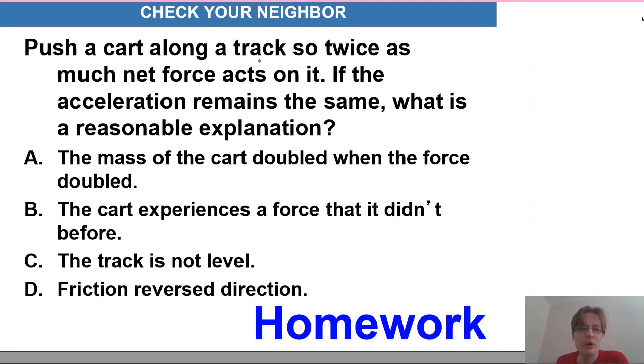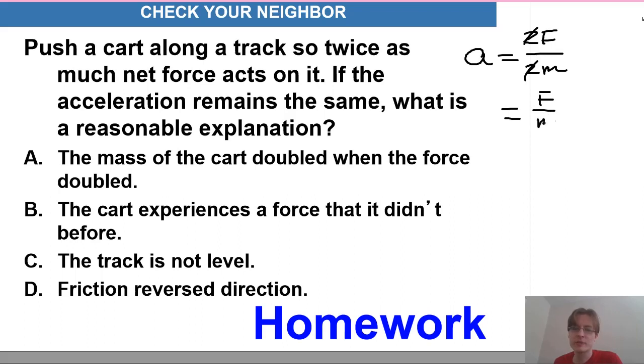Suppose you're pushing a cart along a track, so twice as much net force acts on it. So now you've doubled the force, but somehow the acceleration remained the same. How in the world could that happen? If you're doubling the force, how could the acceleration remain unchanged? Most likely it's because the mass doubled. That's the simplest explanation. If the force and the mass double, then it's just the original acceleration again. So that'd be the most likely explanation: the mass doubled when the force doubled.